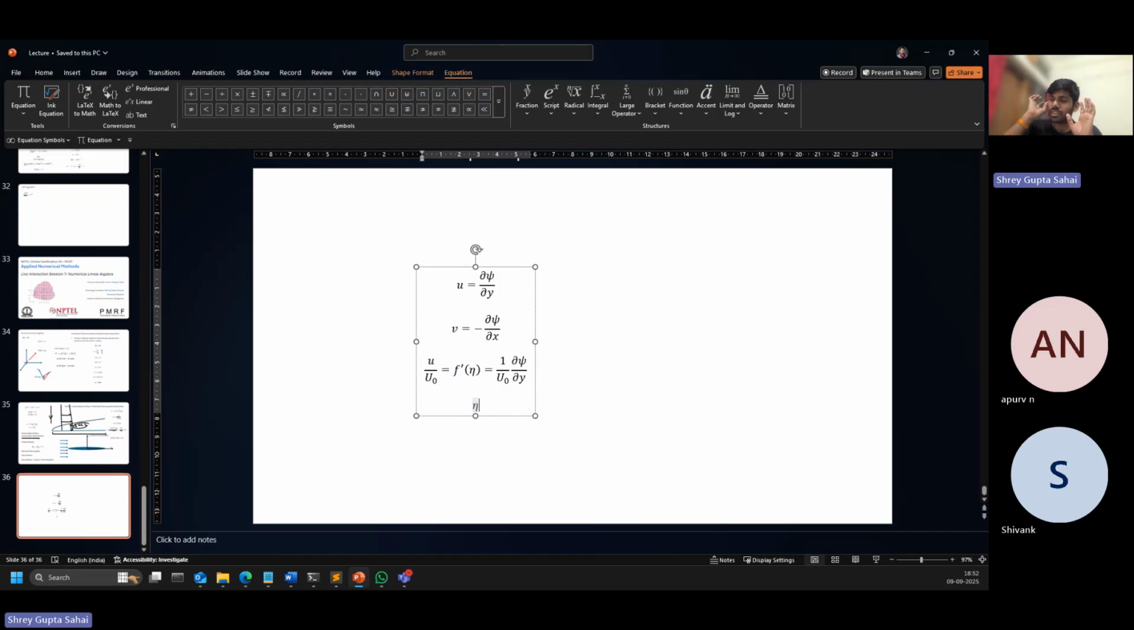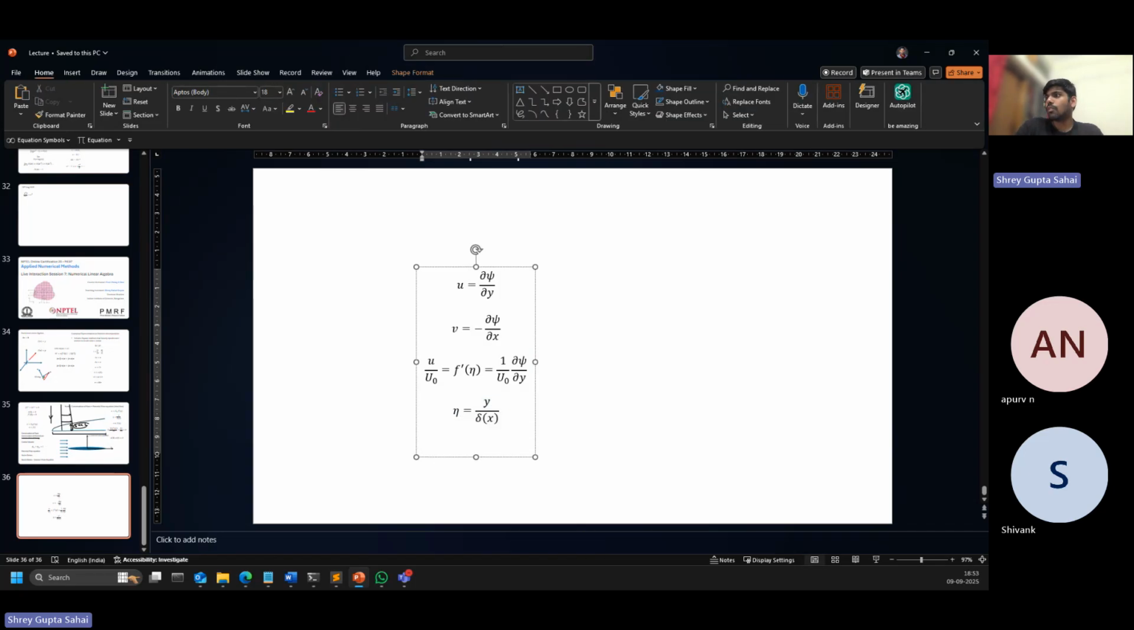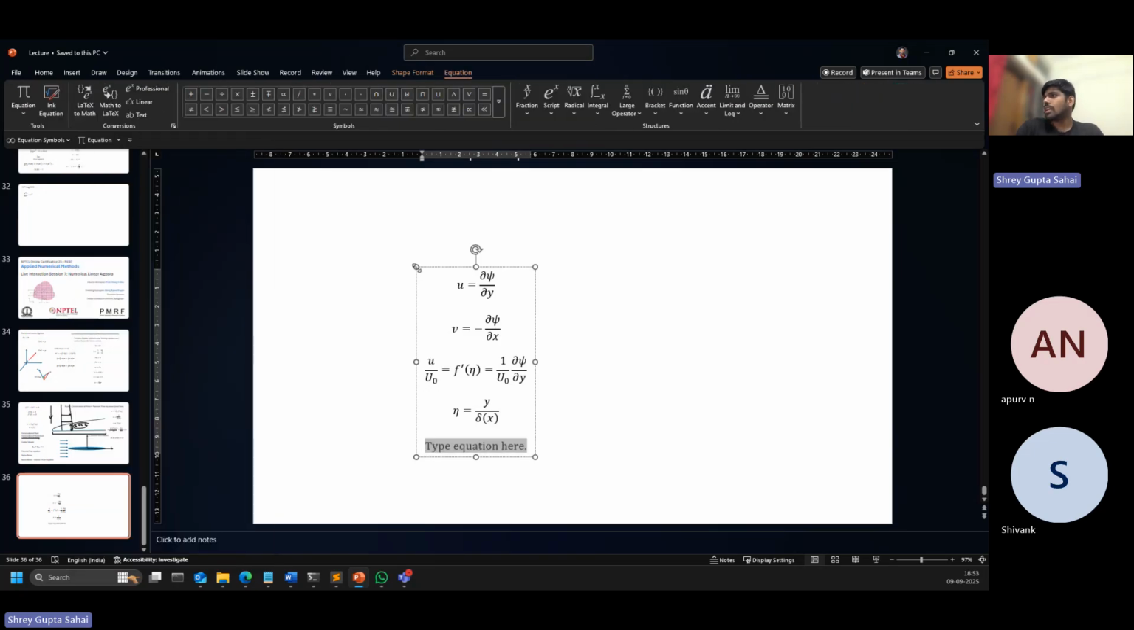So he's right, but stream function does not make as much sense to me as a velocity profile does. Velocity profile seems to be more intuitive. Anyway, we know that eta is y by delta of x. Delta is only a function of x. So in that case, if you do an integration, what you will note is, let's do an integration.